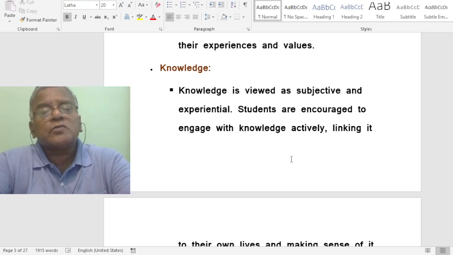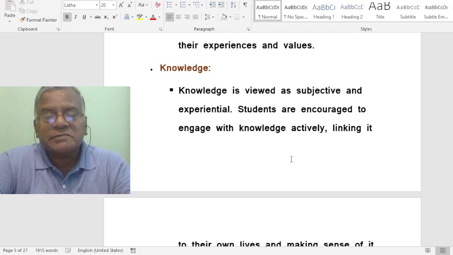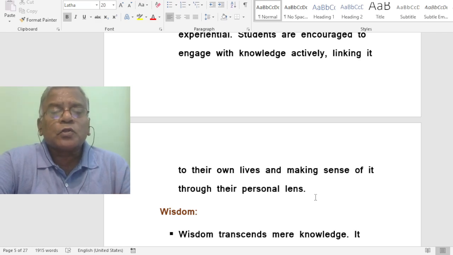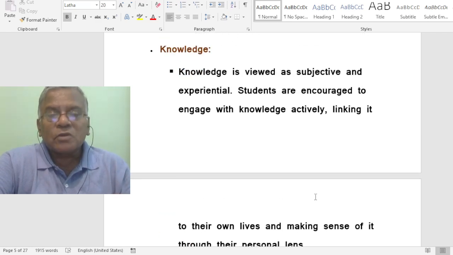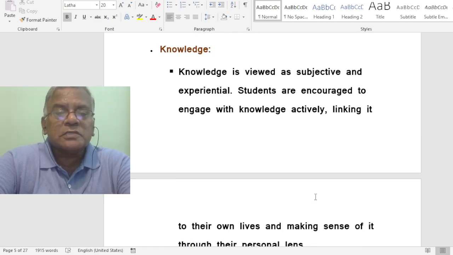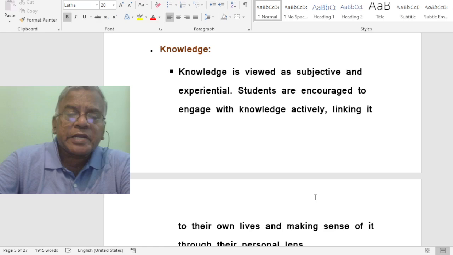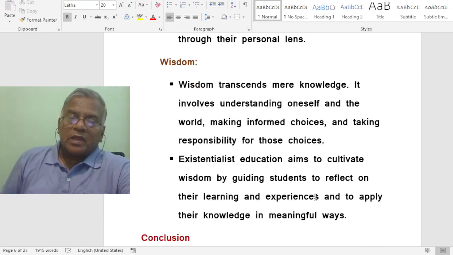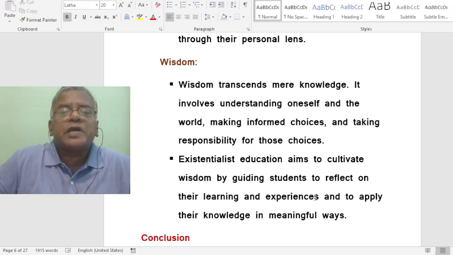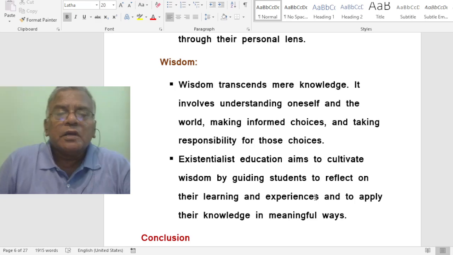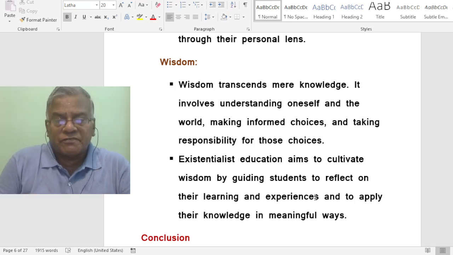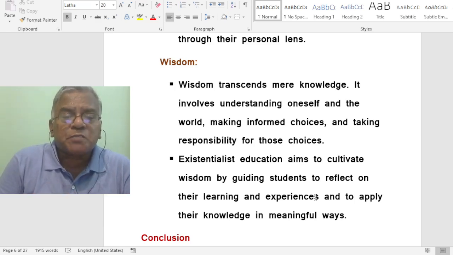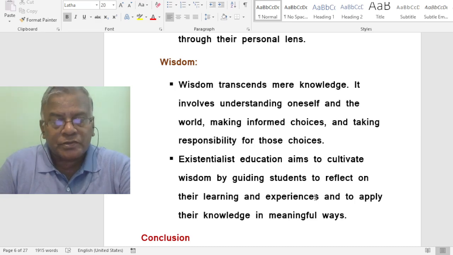Students are encouraged to engage with the knowledge actively, linking it to their own lives and making sense of it through the personal lens. So this is how they see knowledge. It is viewed as subjective and experiential. Then wisdom. How do they see wisdom? Wisdom transcends mere knowledge. It goes beyond knowledge. It involves understanding oneself and the world, making informed choices and taking responsibility for those choices.